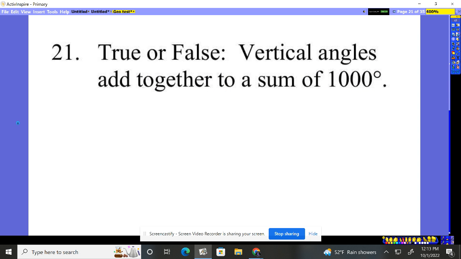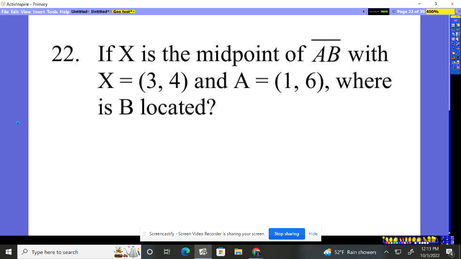True or false? Vertical angles add together to a sum of 1,000 degrees. No, false. I don't think anybody missed this question. False. Vertical angles are equal. There's no name for something that adds up to 1,000.